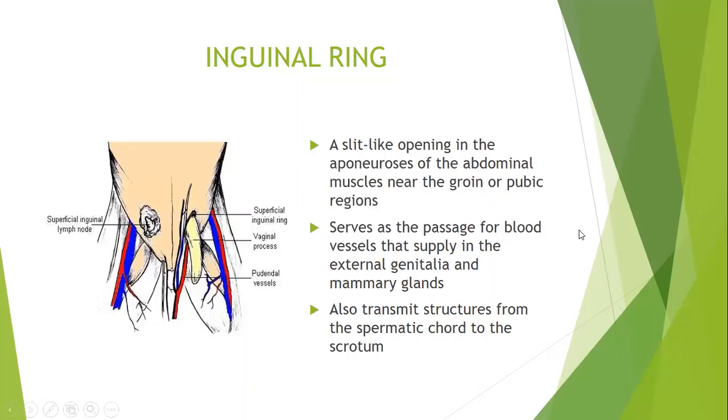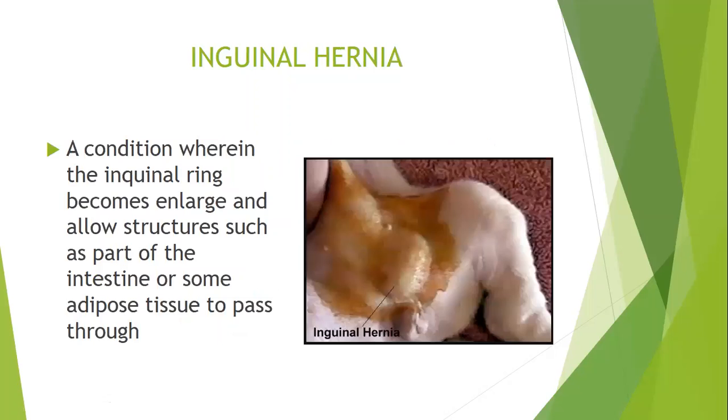Then we have the inguinal ring, which is a slit-like opening in the aponeurosis of the abdominal muscle near the groin or pubic region. So this is the one. It serves as a passage for blood vessels that supply the external genitalia and mammary glands. It also transmits structures from the spermatic cord to the scrotum. A condition wherein the inguinal ring becomes enlarged and allows structures such as part of the intestine or some adipose tissue to pass through is an inguinal hernia. And it has to be fixed.